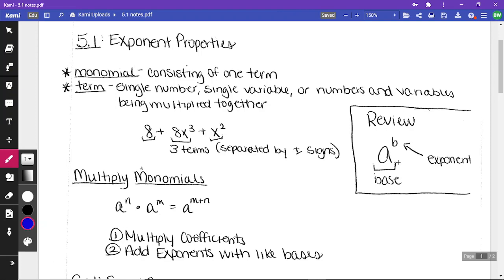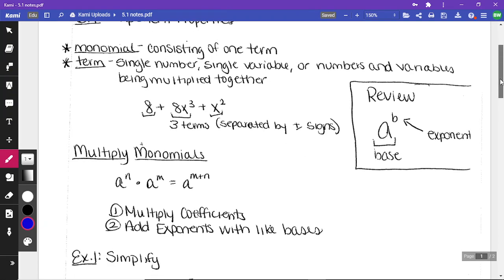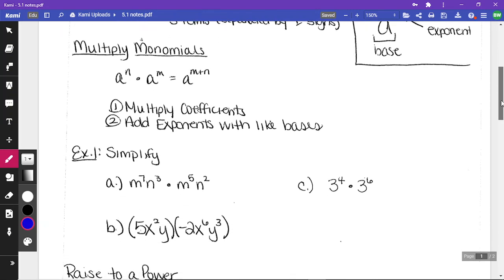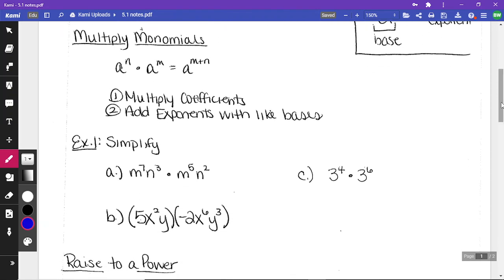Okay, so multiplying monomials is the first thing we're looking at. And here's how you do it. If they each have an exponent, to multiply them, you add the exponents. So for example, something like x squared times x to the fifth, well, that equals x to the seventh. Okay, add the exponents.